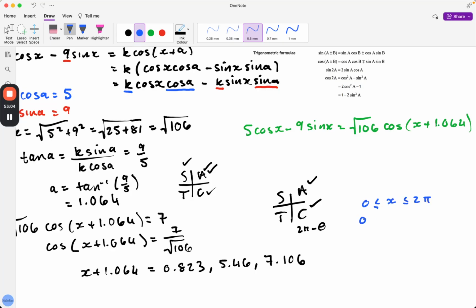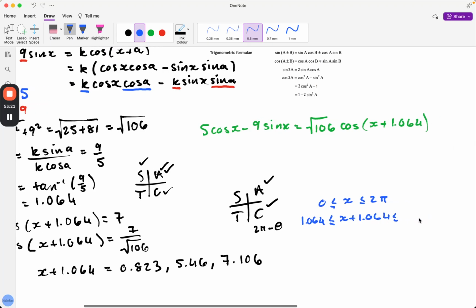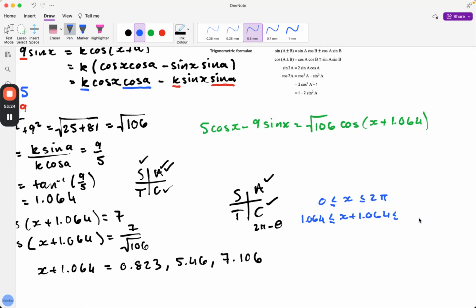But we've not just got x, we've got x plus 1.064. And so we don't actually want our answer between 0 and 2 pi anymore when we're taking the cos inverse. We actually want our answer between 1.064 because we're adding 1.064 to all sides, and also 2 pi plus 1.064, which is actually 7.347. So we have to find all values up to 7.347 when we take the inverse cos to make sure that we're not ignoring any values.